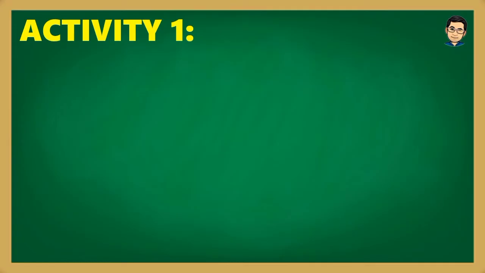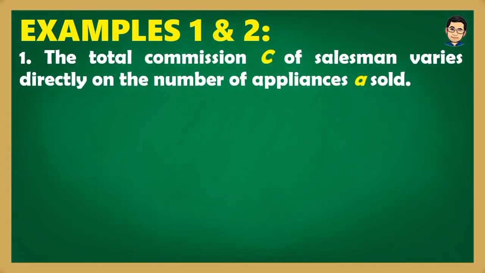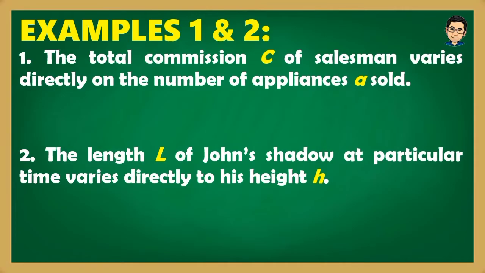And then let's have the activity number 1. Write an equation for each direct variation statement. So para mas ma-apply natin yung direct variations into real life situations, so let's have this activity. So let's have the first two examples. The total commission C of salesman varies directly on the number of appliances sold. So yung first statement natin, so yung total commission na natatanggap ng salesman nakadepende dun sa bilang ng appliances na naibebenta niya. So yung equation niya will be C is equal to KA.